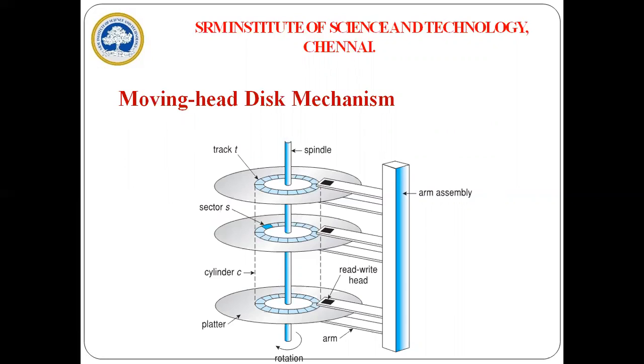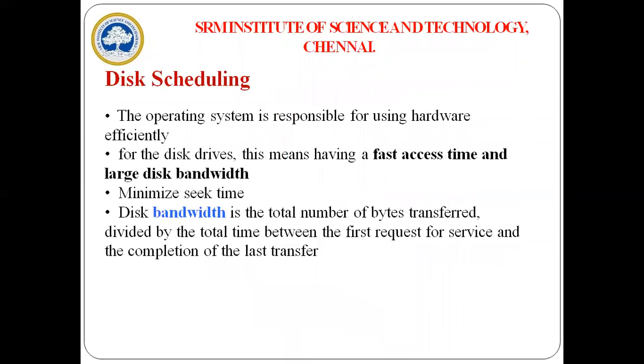So the OS has to use our hardware in an efficient manner. That is the responsibility of the OS. For the disk drives, we have to maintain fast access time as well as large bandwidth. Then only can we utilize our hardware in an efficient manner. The access time contains two components, that is the seek time and rotational latency. Based on the seek time and rotational latency, we can calculate our access time. So obviously our seek time must be minimized, so that our access time will be fast.